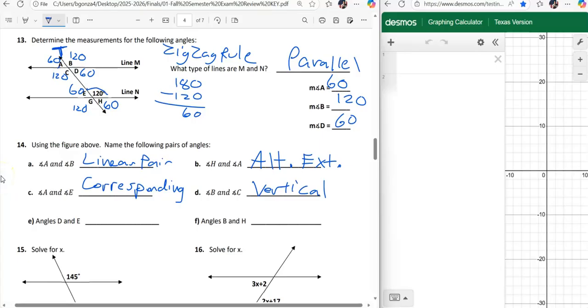D and E are in between the parallels, but different sides of the transversal. Alternate interior, in between the parallels. B and H outside the parallels on the same side of the transversal. That's same side exterior because they're outside of the parallels. The only one not labeled here would be something like C and E, same side interior.